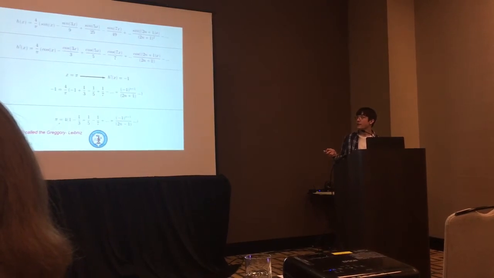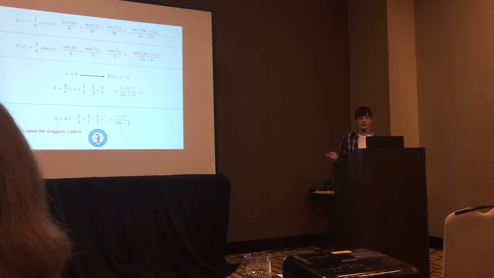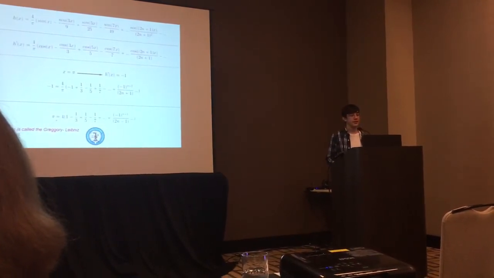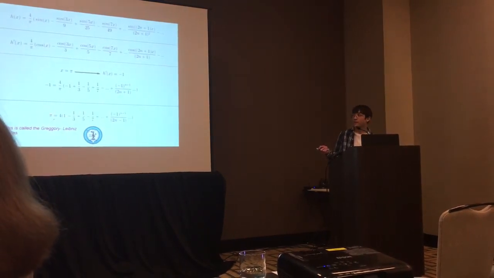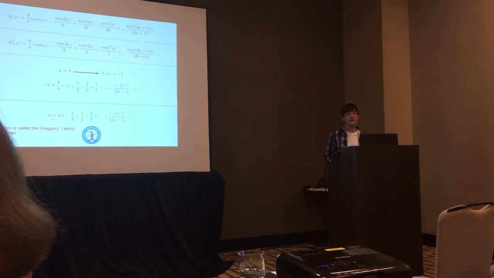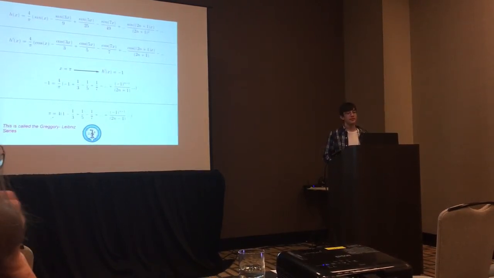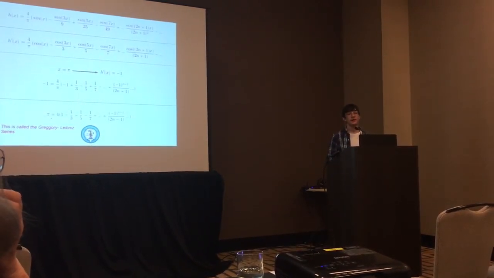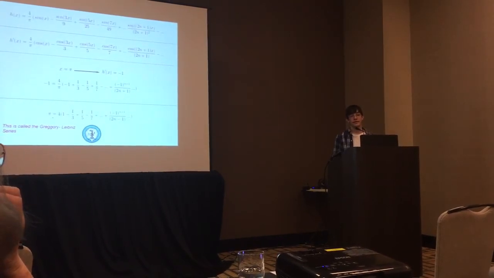So again, we plug in the values and we get this series here. We rearrange the terms, and we get pi is equal to 4 times this series. And this is called the Gregory-Leibniz series because it is thought to be computed by both Gregory and Leibniz at the same time, independently.